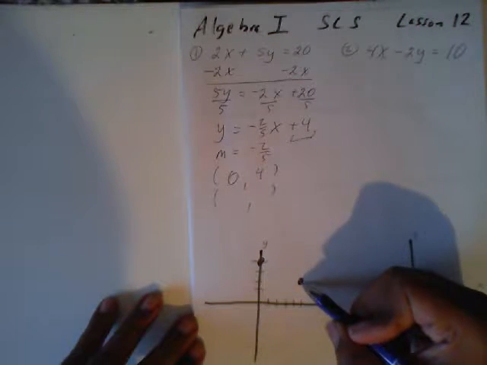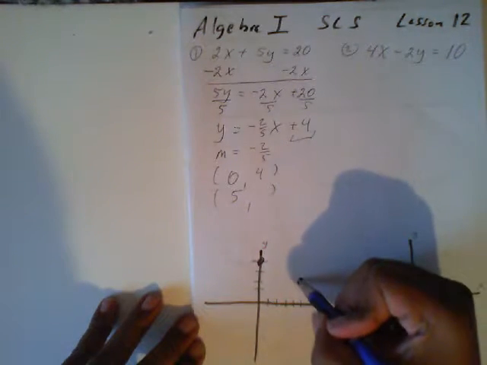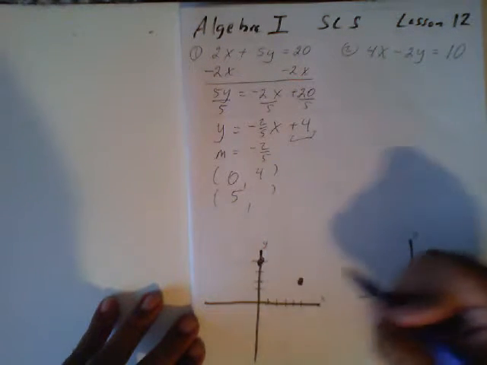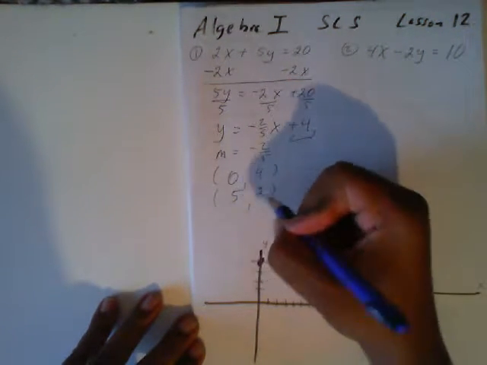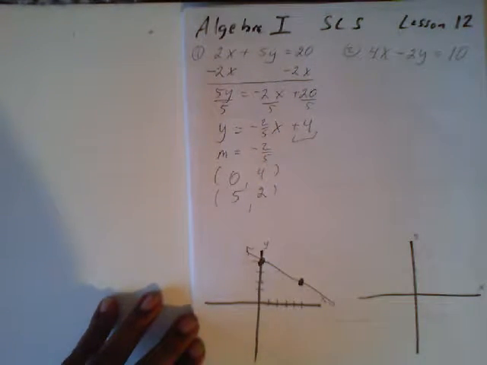The location of this new point is x is 5 and y is 2. And that's my graph.